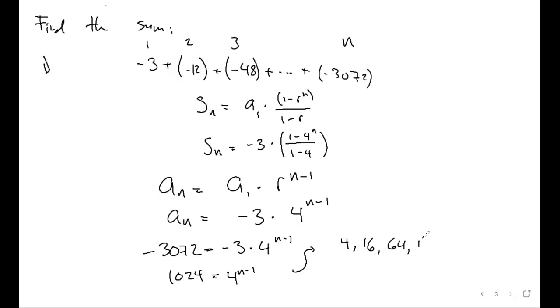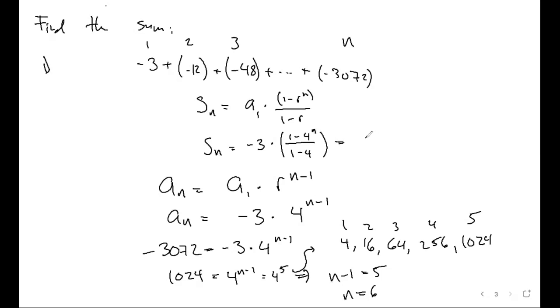No, that's doubling. This is 256. And then it's 1024. Okay. So this is 1, 2, 3, 4, 5. So that means 1024 is equal to 4 to the 5. Oh, so that tells me that n minus 1 equals 5. So n is equal to 6. Okay, so my n is 6.